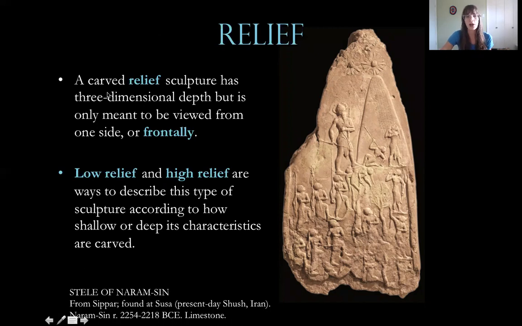A carved relief sculpture has three-dimensional depth, but it's only meant to be viewed frontally, from the front, right? From one side, typically. So here you have the Stele of Naram-Sin. This was found in modern-day Iran. It's ancient art. You can see it's from the year 2254 to 2218 BCE.